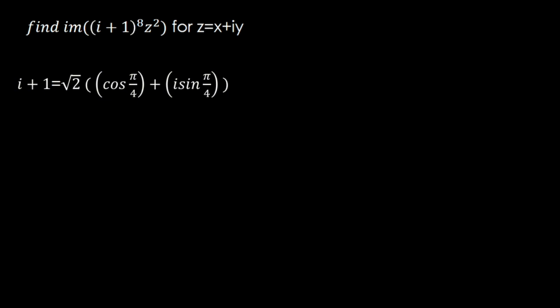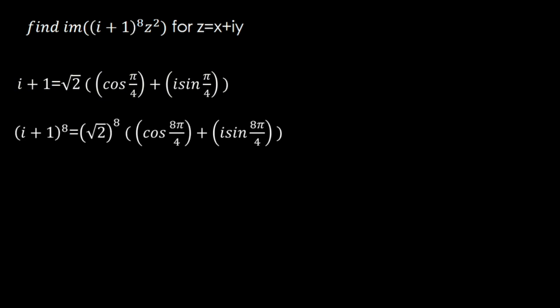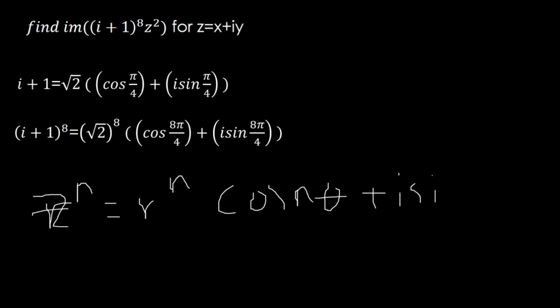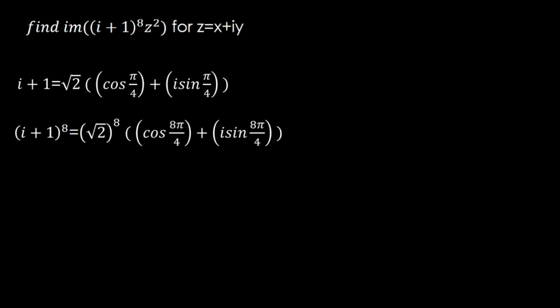Do you know about De Moivre's theorem? I guess you know about it. When you have 1 plus i all to the power 8, you have to substitute it back. De Moivre's theorem states that if you have z to the power n, it is equal to r to the n times cos n theta plus i sin n theta. I want to explain it in the next video. Let's proceed with this. Using De Moivre's theorem, we just substitute 8 here. Root 2 to the power 8 is 2 to the power 4, and we have this as the answer.